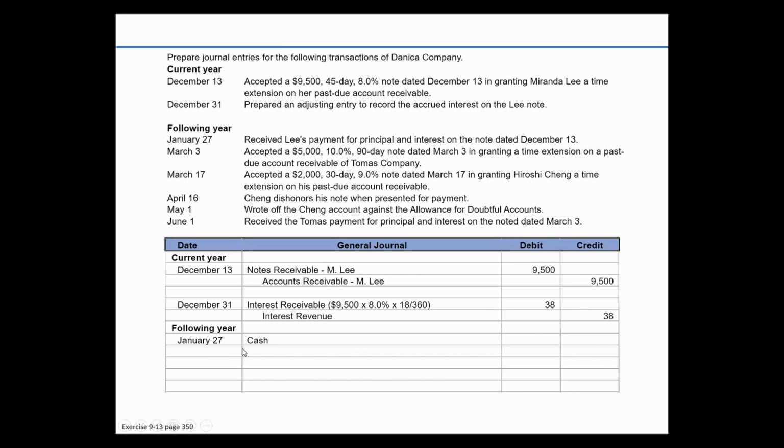We have cash debit in the amount of $9,596.95, and what that comprises is a credit to the notes receivable, which is $9,500 because that's how much the principal of the note was. Then we also have to credit the interest receivable, $38. That wipes that out because we've now received it. And then we will credit the interest revenue, $57, which is the amount of interest that accrued from January the 1st through January the 27th.